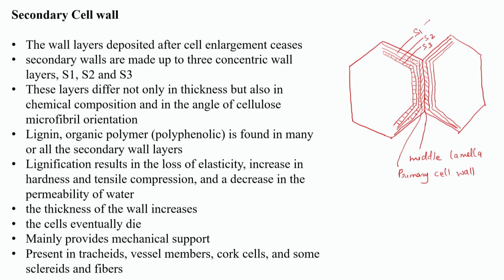We can designate 3 layers, S1, S2 and S3, to the secondary cell wall, but it's not necessary that all 3 layers will be present in every plant species or in every cell type. Depending on the requirement, the composition of the layer as well as the presence of these layers can vary. These layers can be different in their composition.